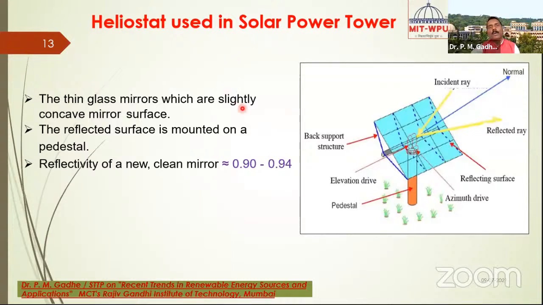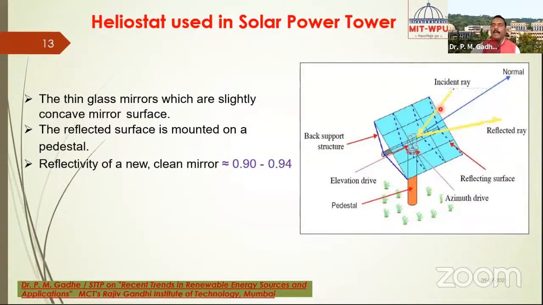Now we'll see the different components of the solar power tower plant. The main, very important component, because efficiency mostly depends on it, is the heliostat. Heliostat is nothing but a mirror. These are flat mirrors placed on the ground, so whatever the incident ray, it should get reflected onto the top of the receiver. The normal should bisect the angle between the incident ray and the reflected ray. Accordingly, based on this normal position, we have to track the heliostat according to the altitudinal and azimuthal movement of the sun.